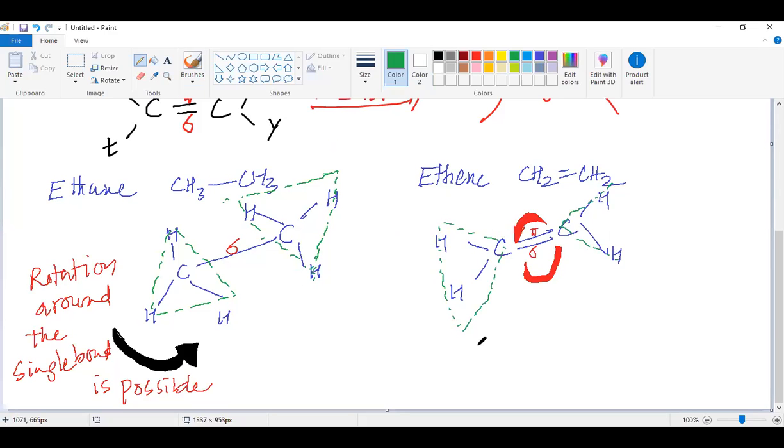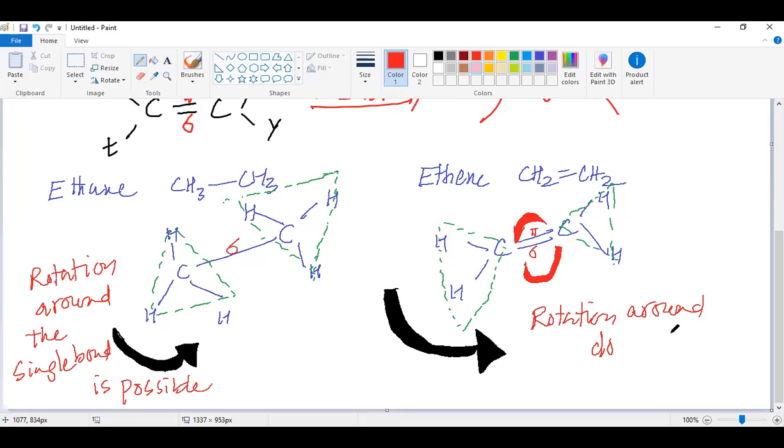If you allow this to rotate in this manner, what happens? Can you tell me? If we try to rotate the double bond, rotation around a double bond, बच्चों मैं आपसे पूछ रहा हूं, what happens if we try to rotate this plane around the double bond?